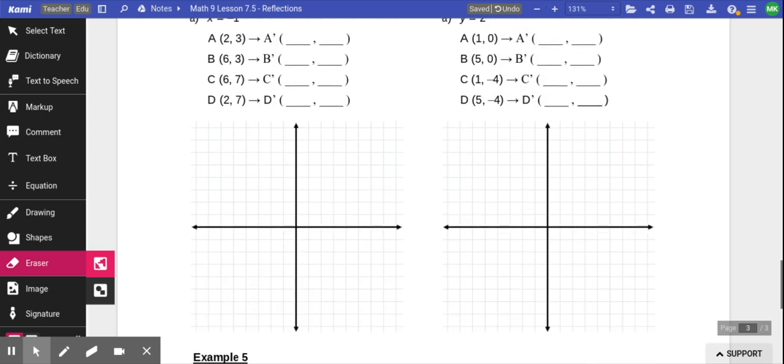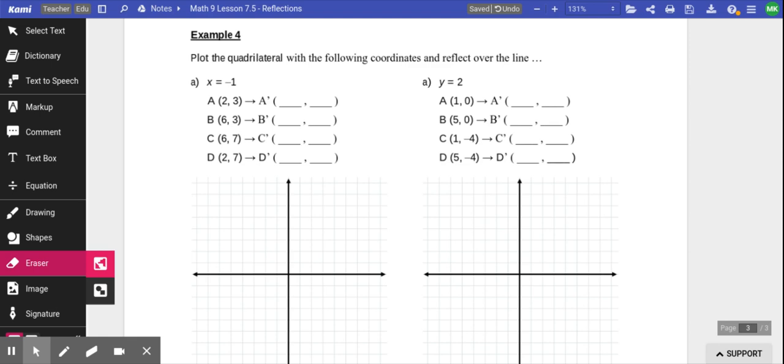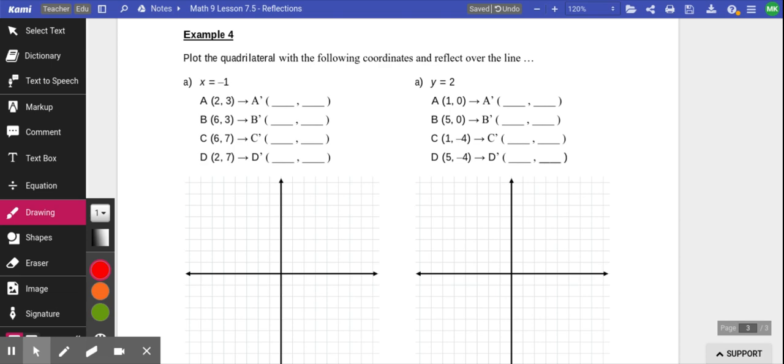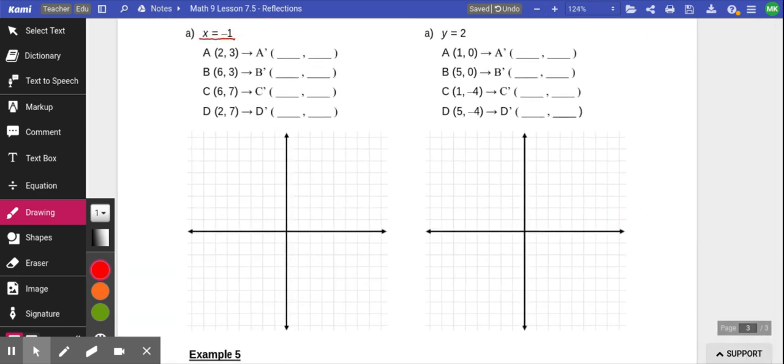It does get a little bit harder. This example 4 is a little bit different because now we're not going to reflect about the axes. We're going to reflect about whatever it gives you. So for instance, this first question says plot the quadrilateral, so that's the four-sided shape, with the following coordinates and reflect over the line x equals -1. To do that, you need to figure out where on your graph x equals -1. These are your y values, right? Up and down. These are your x values, left to right. X equals -1 right there.